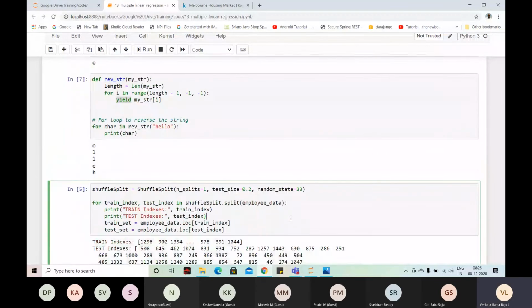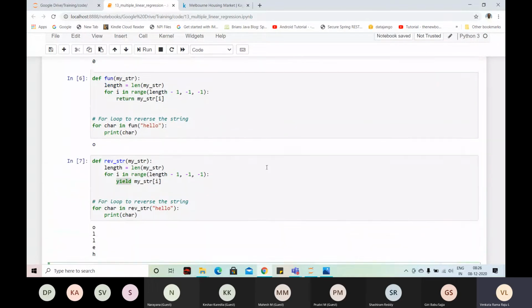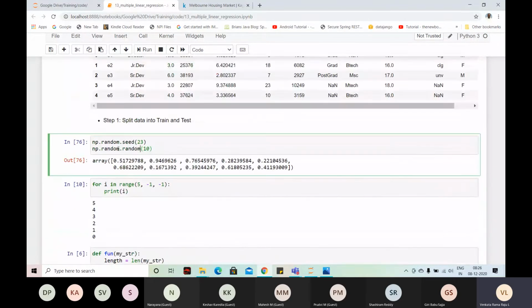Good. So random state is going to be there in most of the algorithms in scikit-learn. What is random state? Let us see. In NumPy, there is a method called random.rand. np.random is a module, and in that the rand method is there. When you say 10, it will give you 10 random numbers.